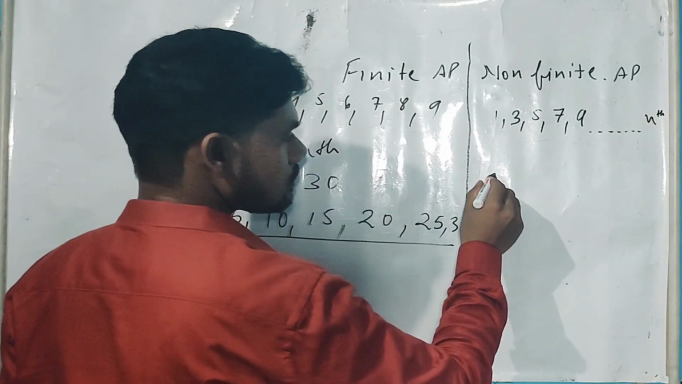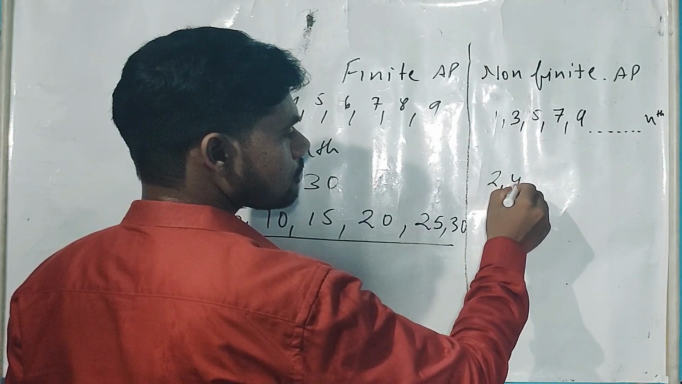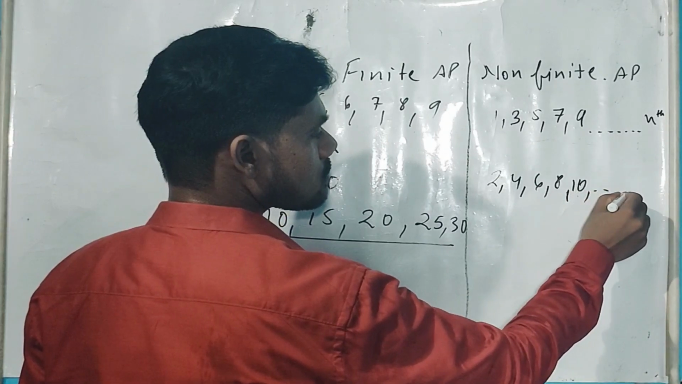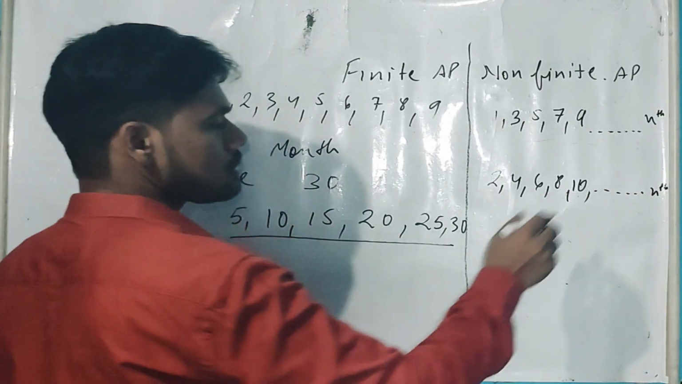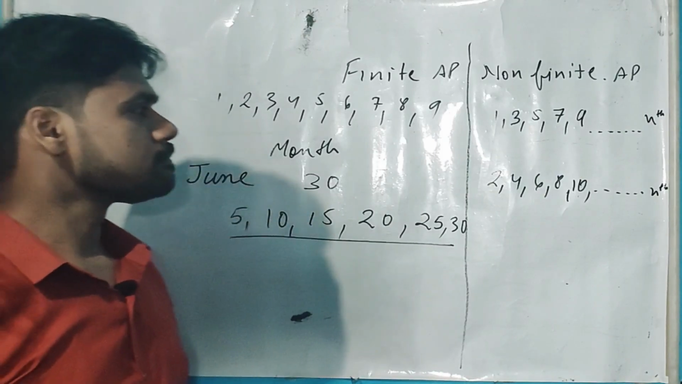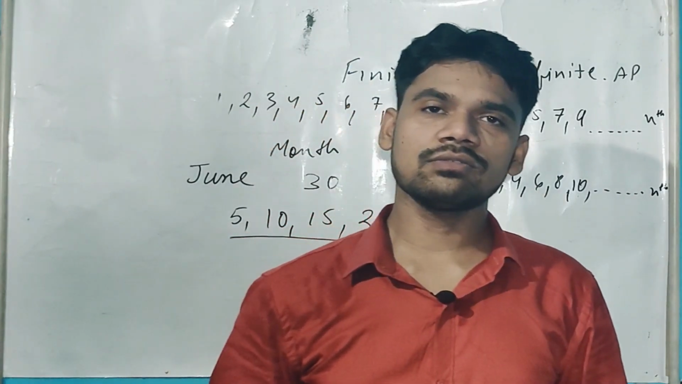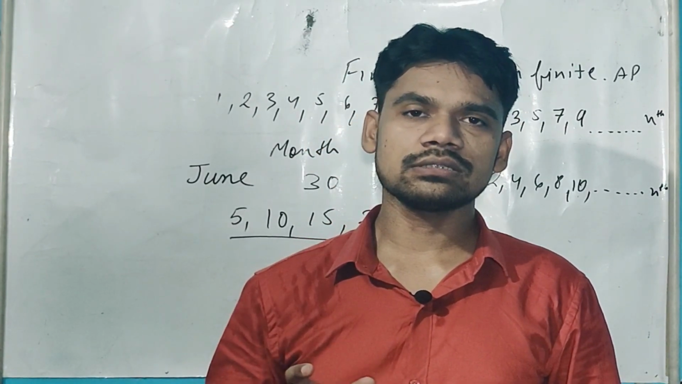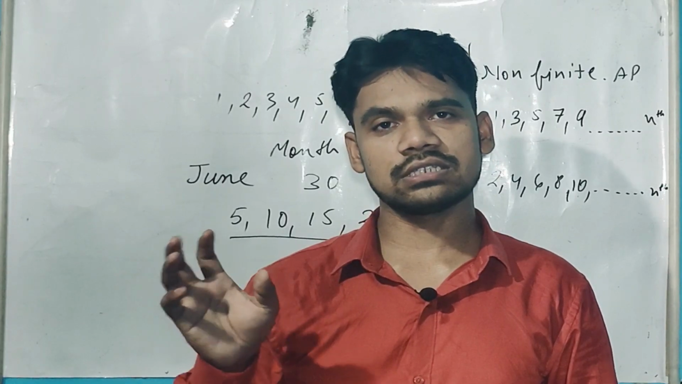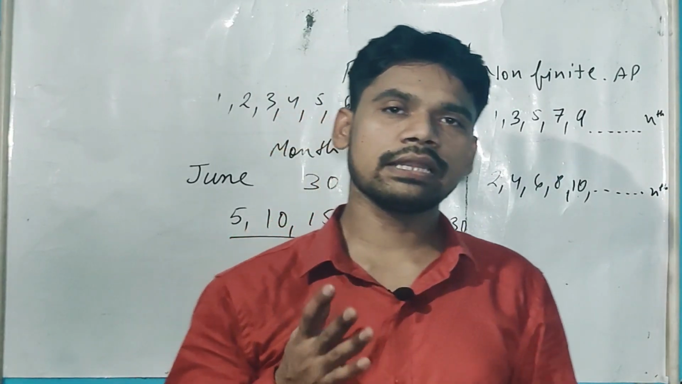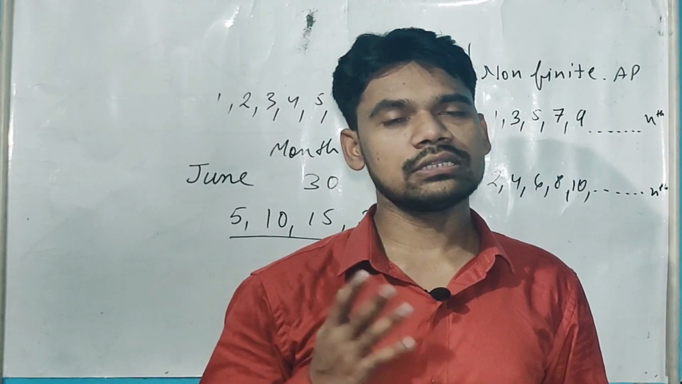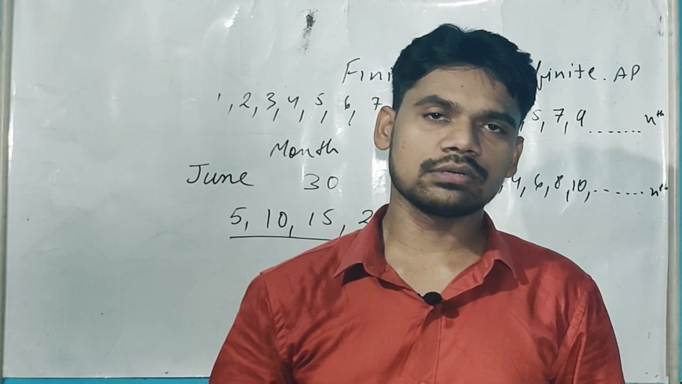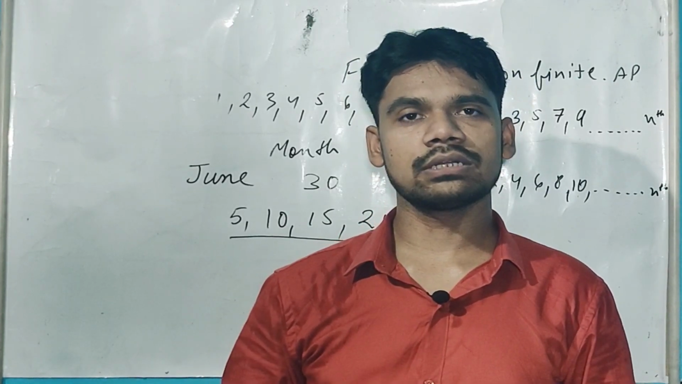Write the even numbers. What are they? 2, 4, 6, 8, 10, and so on. So this is another non-finite AP. Basically, what is finite and what is non-finite? A finite AP series is a series where the numbers are restricted. Non-finite, we can also say infinite, so there is no number limit. There is no ending of these numbers. So this is the only simple difference.